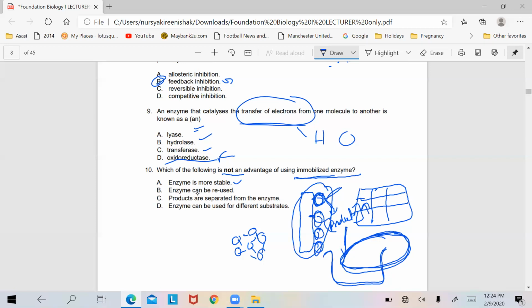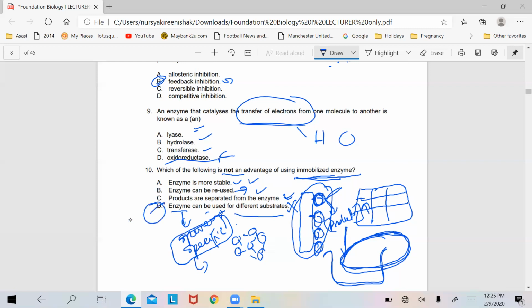And then you can reuse the enzyme, obviously. And the products are separated from the enzyme, so through immobilized enzyme you can separate the products quickly and easily. The last one, C, is correct: enzyme can be used for different substrates. Obviously not. As you know, the enzyme reaction is specific. It only catalyzes a specific reaction because it binds to only a specific substrate. So the answer will be D for number 10.